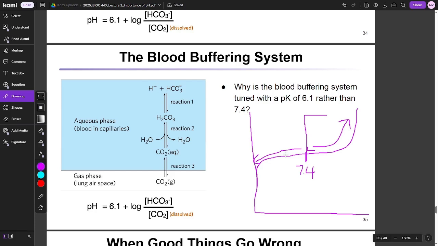And because the body produces so much acid, the danger is that if you start at 7.4 and you produce a lot of acid, you might just break the buffer and you might just die. Because you'd go from 7.4 to like 3, and then all your proteins would denature, and it would be horrible.